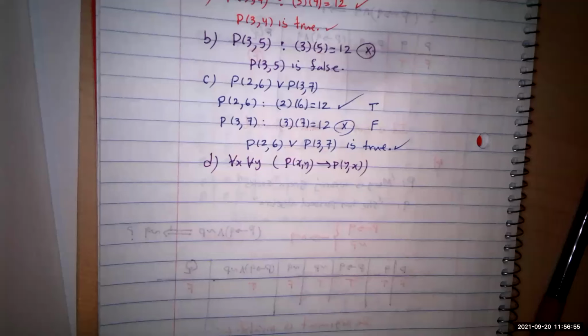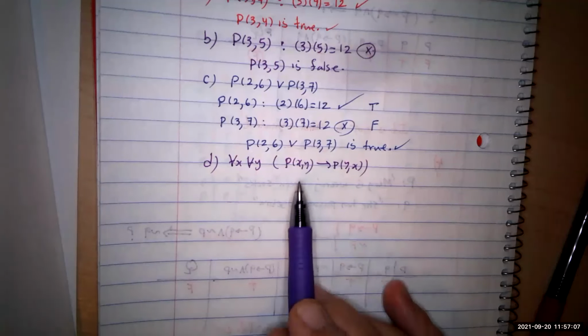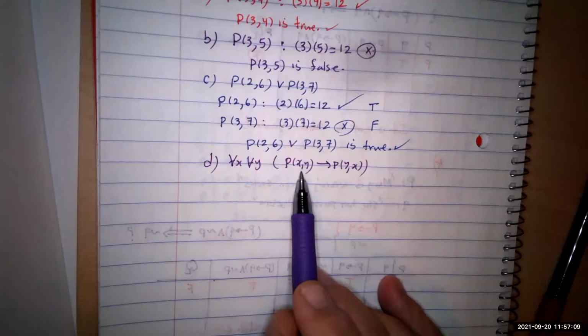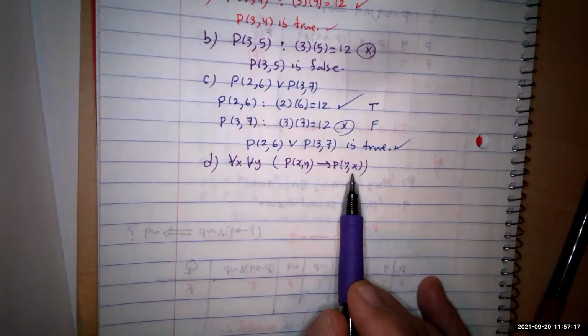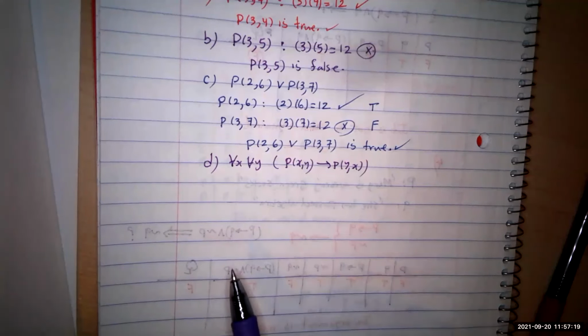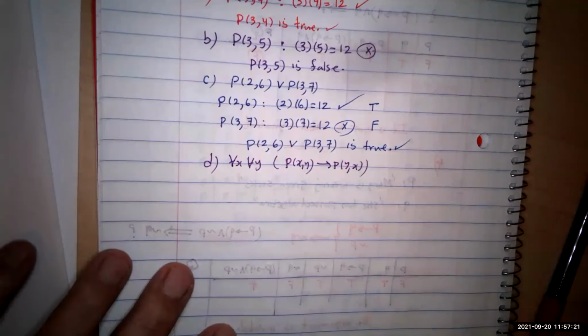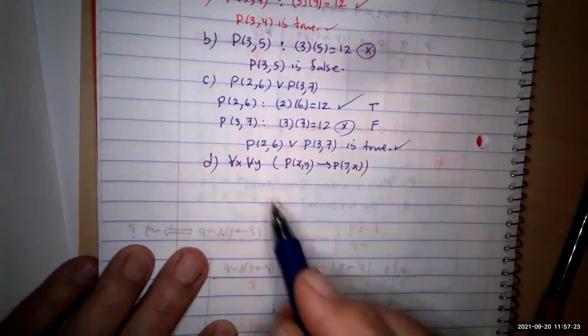Again, P of XY means X times Y equal to 12. P of YX means Y times X equal to 12. You know that multiplication is commutative. So if you give me the fact that X times Y is equal to 12, I switch it, and that's equivalent to Y times X being 12. So this statement is going to be true. This is how you explain it.